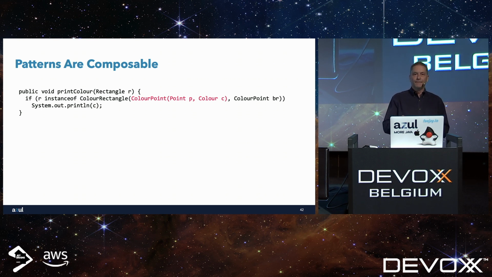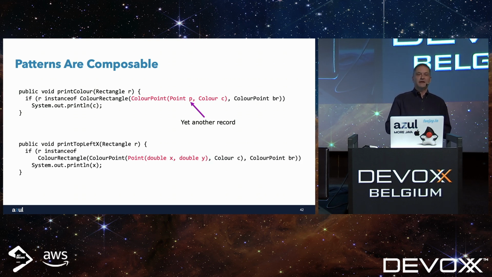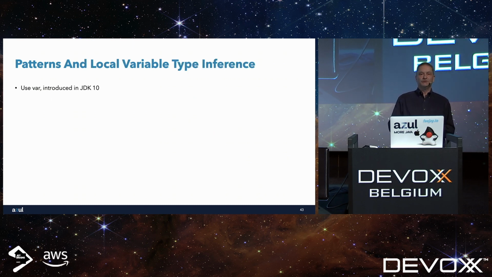But of course we know that point is also a record, so we can go one step further. And we can say print the top left X of that rectangle if R instance of color rectangle, color point, point, double X, double Y, color C, color point BR, and then print out just X. Now you might be looking at that and thinking, well, it's good, but it's getting a bit unwieldy and complicated, which is where we can simplify things.